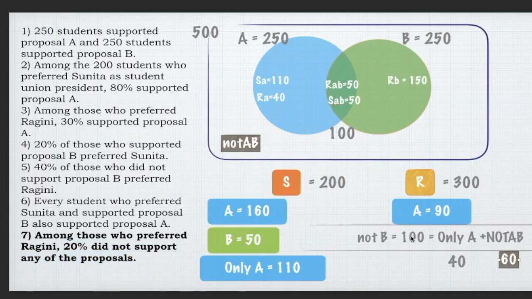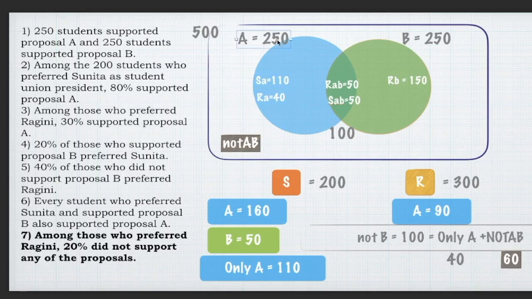I just saw a minute earlier that this total 100 was made up of only A and not AB out of the supporters of Ragini in Ragini's universe, right? I just figured out that this is 60, therefore I can conclude that only A is 40. Only A where? In the supporters or amongst the supporters of Ragini. So now I can say supporters of Ragini in the only A section are total of 40. Now if I add these two together, I see I get a total of 150. So now I can definitely say the only A part overall is going to be 150, right?